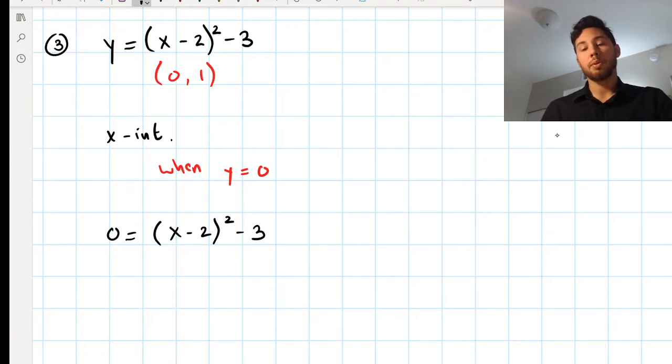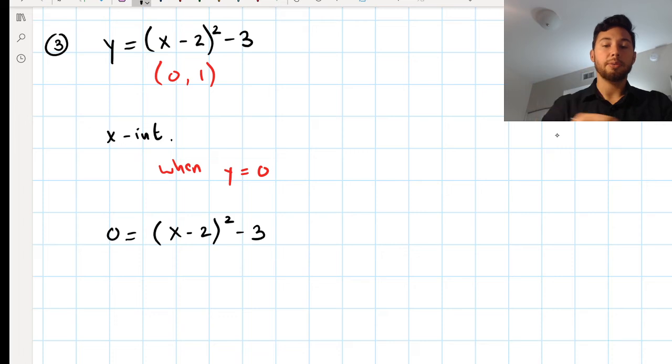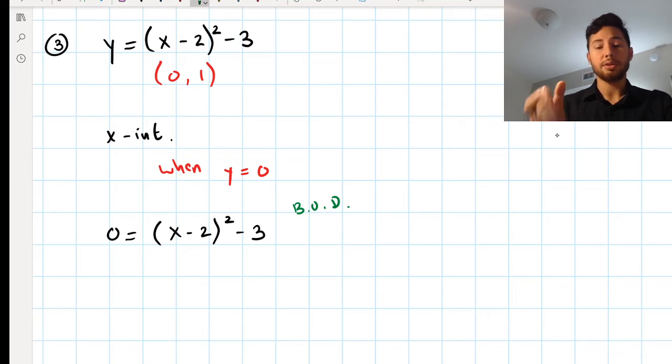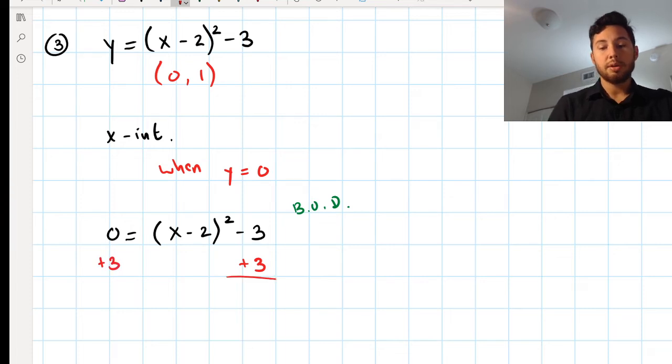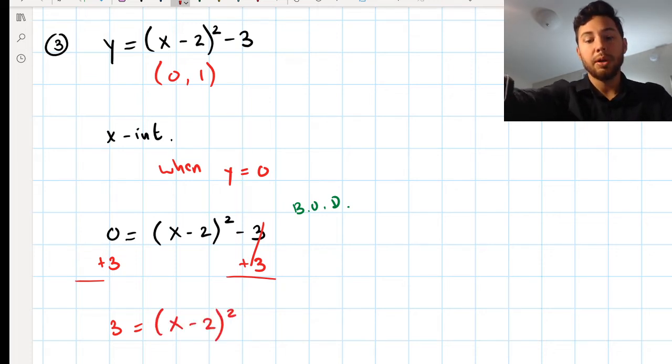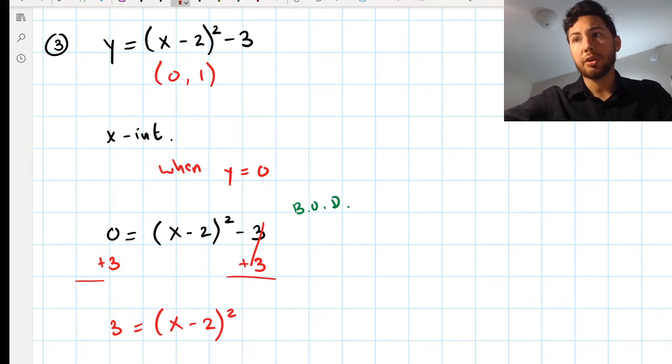So what I'm going to do here is I'll start from the beginning. And again, this is BOD, and I do have now a k outside. So the first thing I'm going to look at is my opposite. So this will be plus 3, plus 3. This will cancel. This will be 3 is equal to (x minus 2) squared. Well, so far so good.